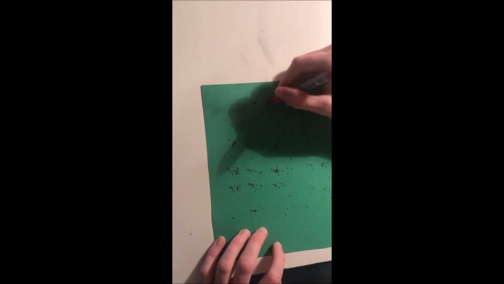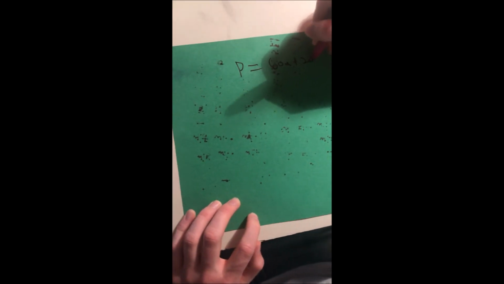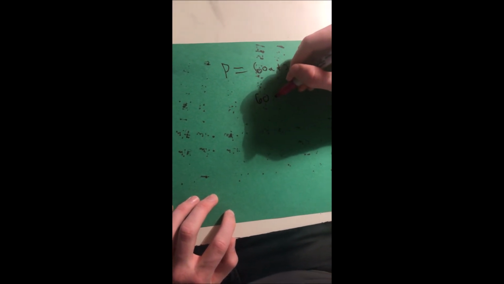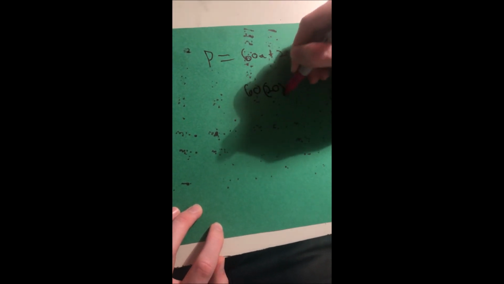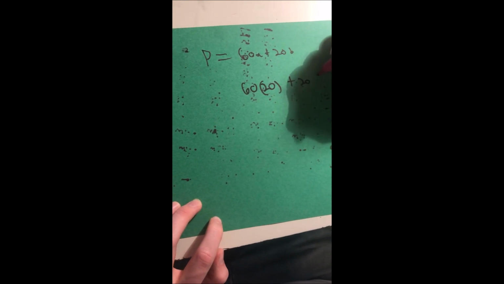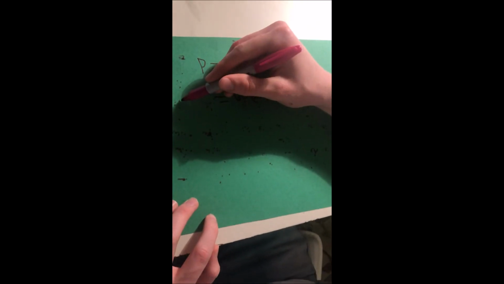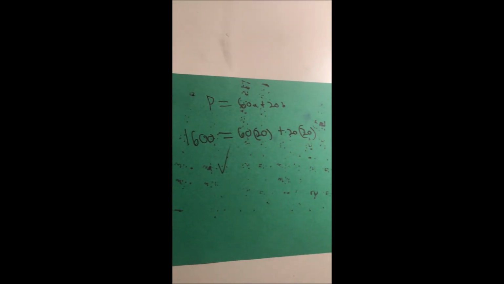And we know this works because we can plug it into our original profit equation. So 60A, so A was 20 and B was 20. And we know that equals 1600 if we plug it in. And there we go, check. That's how you find the optimal solution using the simplex method.